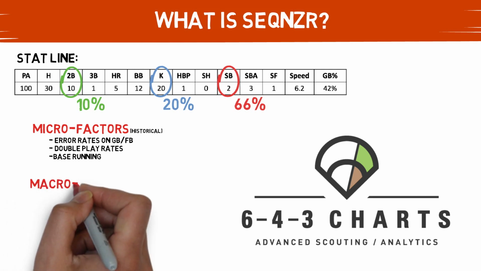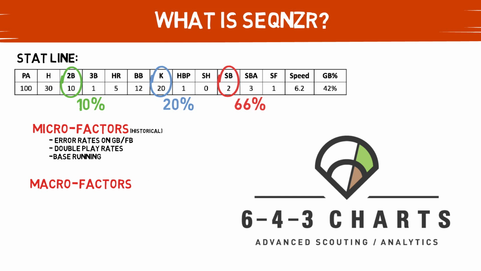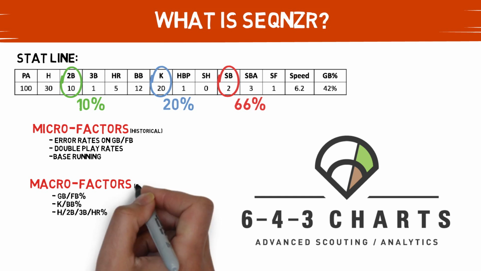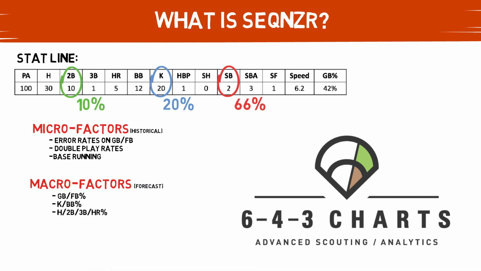Then we have our macro factors, which include a hitter's ground ball percentage, fly ball percentage, strikeout and walk percentages, and their average production. By taking a look at what a hitter has done over time, you can then scale that out to forecast how they will perform in the future. The larger the sample size, the more accurate this will be.